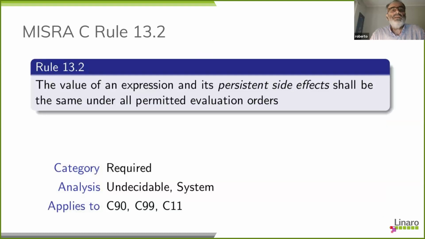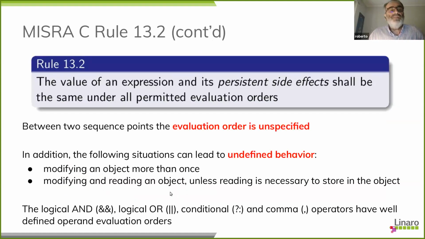The last rule I will present is connected to unspecified behavior and also to some form of undefined behavior. It says the value of an expression and its persistent side effects shall be the same under all permitted evaluation orders. We have seen that evaluation orders are typically unspecified in many cases. So it's unspecified behavior. But there are situations in which you have undefined behavior connected to violation of this rule. For example, when you modify an object more than once. If you write ++i plus ++i, this is undefined behavior. You are trying to modify an object more than once between two sequence points. The same happens when you are modifying and reading an object at the same time, unless reading is necessary to store in the object.